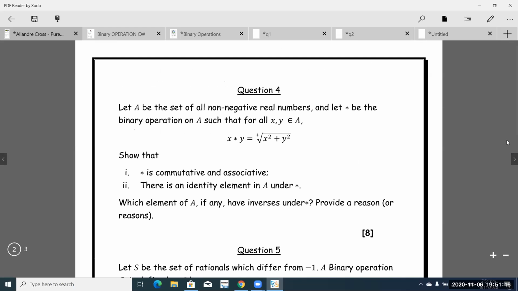All right, so question 4. It says, let A be the set of all non-negative real numbers and let star be the binary operation on A, such that for all x, y inside A, x star y is equal to the positive square root of x squared plus y squared. So is star commutative? Is star associative? And is there an identity element for star? And if it does have an identity, what is the inverse? And provide a reason for the answer. So let's do this question.